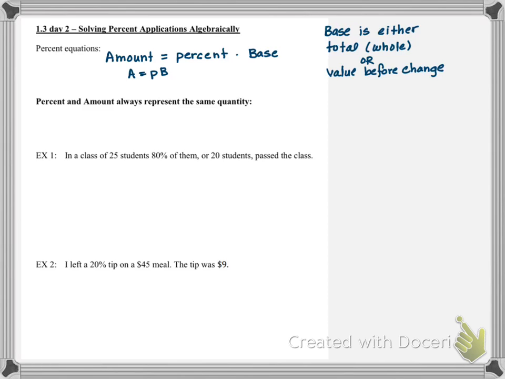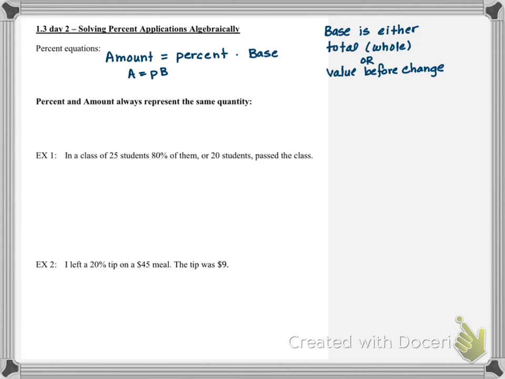The first is where the percent is just a percentage of the whole. So if we said 95% of people passed a test in the class, we're not changing the number of people in the class. We're just talking about a particular subset of the class, right? So these people passed, and that's part of the whole. So in that case, our base would be the total number of people in the class. That would be the whole, right?